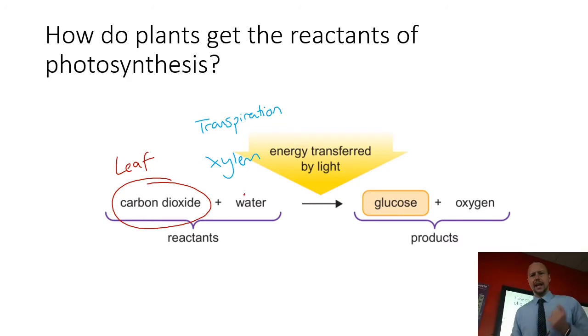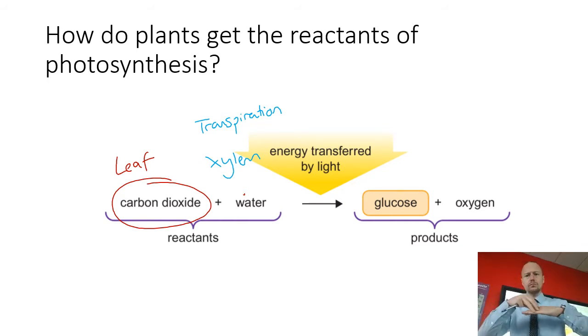Right, how do plants get light? So again, that is mainly the leaf. Any green bit of the plant that has chlorophyll in will absorb sunlight and do photosynthesis, but it's mainly the leaf. So leaves have really large surface areas that catch the sunlight. So that's how plants get the different reactants of photosynthesis.